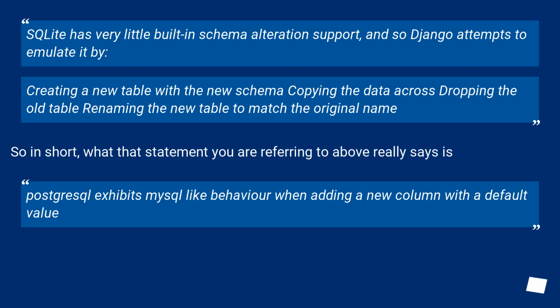SQLite has very little built-in schema alteration support, and so Django attempts to emulate it by creating a new table with the new schema, copying the data across, dropping the old table, renaming the new table to match the original name. So in short, what that statement you are referring to above really says is, PostgreSQL exhibits MySQL-like behavior when adding a new column with a default value.